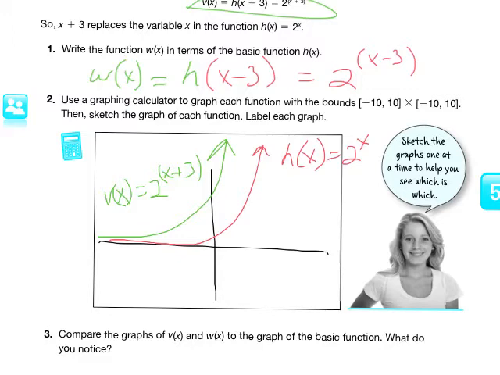And then the last one, I'll choose blue. This one is w, w of x, which was 2 to the x minus 3. Notice how it says minus 3, but it actually shifts plus 3 from the basic one. The basic one is the one right here in the middle.